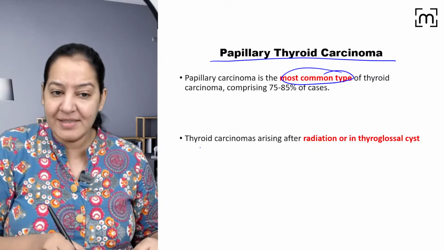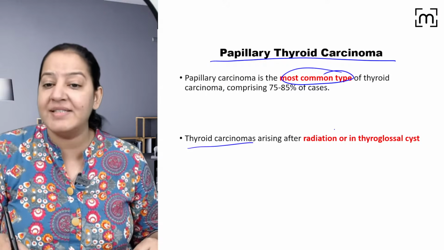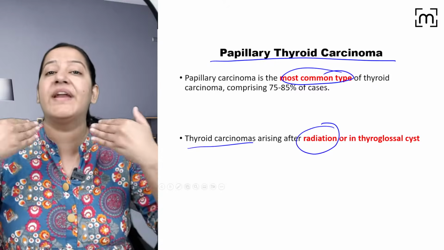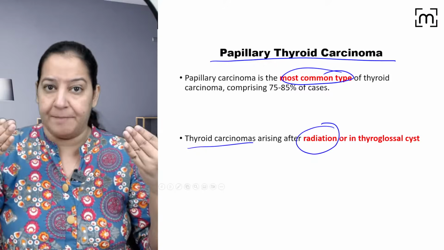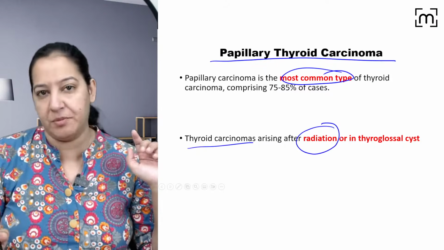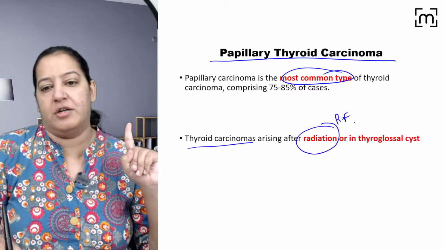And it is the thyroid carcinoma which arises after radiation. So the most important risk factor is radiation to the neck. If some person has had radiation to the neck, there are chances in future the person can have papillary carcinoma of thyroid. So that is a risk factor you can see.